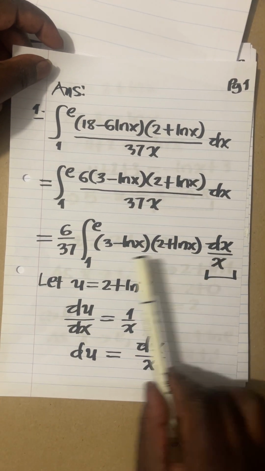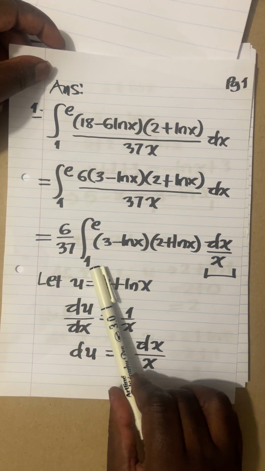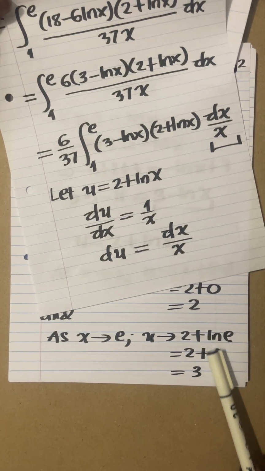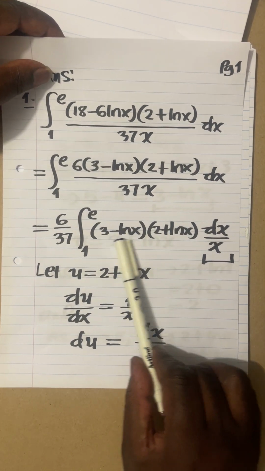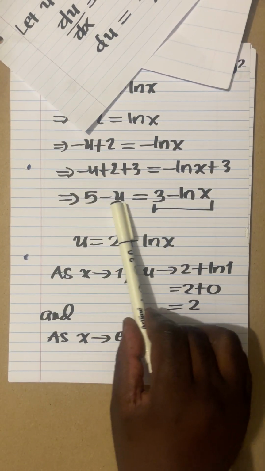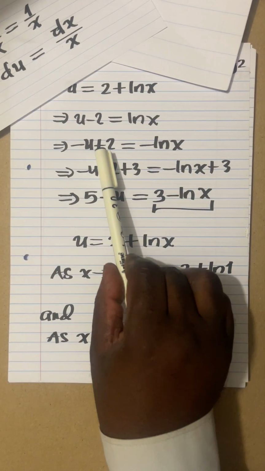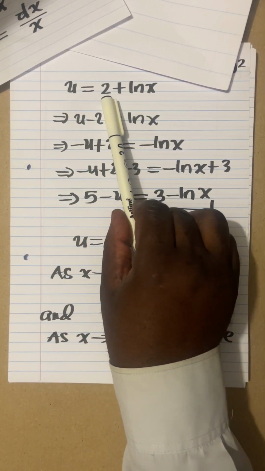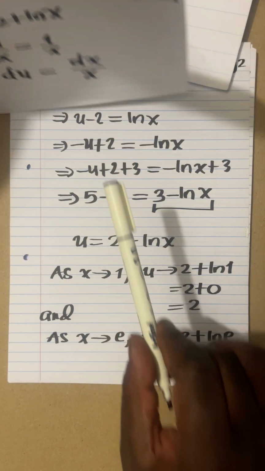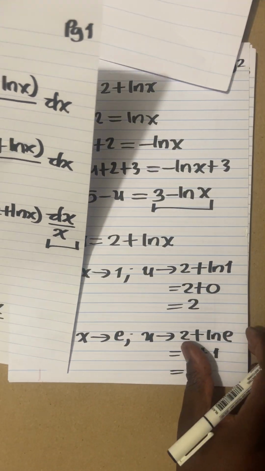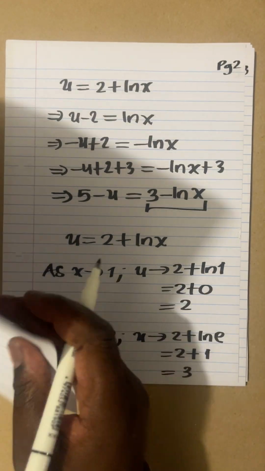This integral now changes to 6 over 37, the integral of, instead of 1, I'm going to have the lower limit of 2 all the way up to 3 of this, remember, is 5 minus u, and this part here is going to be u, as you can see here. u equals 2 plus natural log of x, or even here, u equals 2 plus natural log of x. Now, let's go to page number 3.